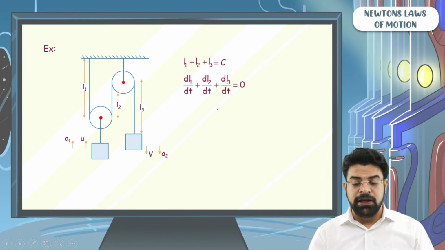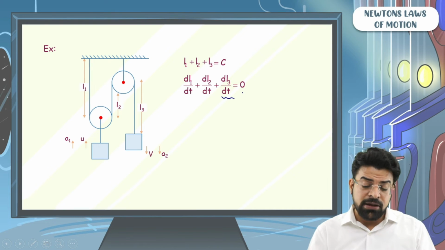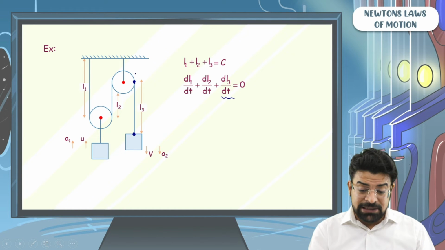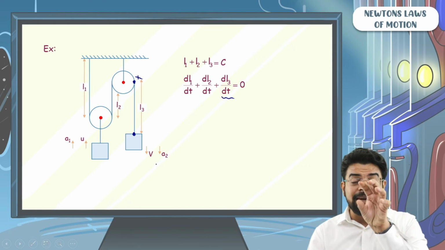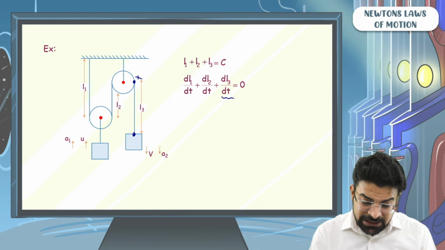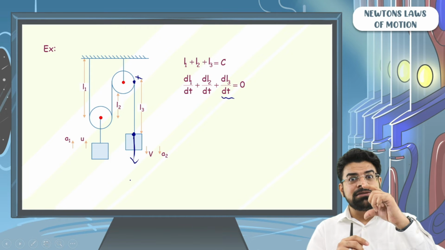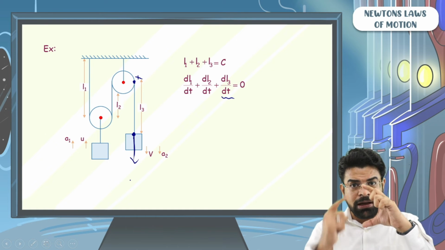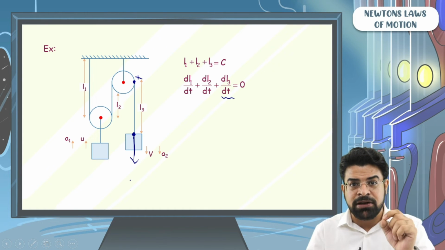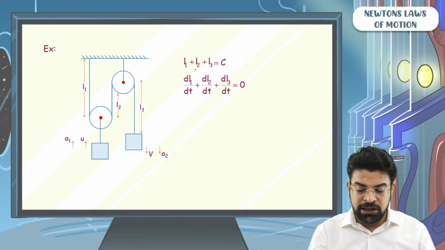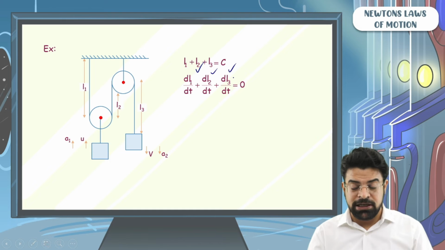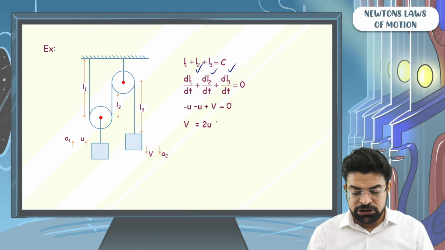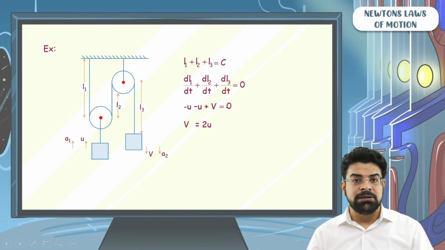Now let's talk about dL3 by dt. Length 3 is defined from where the string touches the pulley to where the string touches the block. Is this end moving? No, because this pulley is static. Is this end moving? Yes, it goes down with a speed v. So we can say that the length 3 is increasing. So dL3 by dt has to be positive. It has to be equal to v: upper end fixed, lower end going down with speed v. So dL1 by dt plus dL2 by dt plus dL3 by dt has to be 0. So minus u minus u plus v has to be equal to 0, or v has to be equal to 2u.